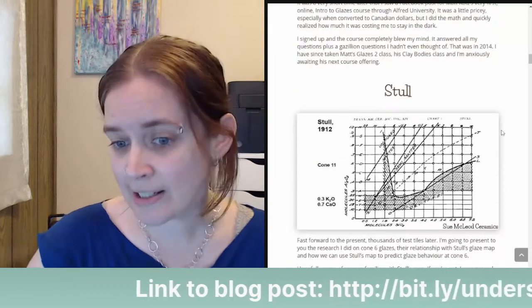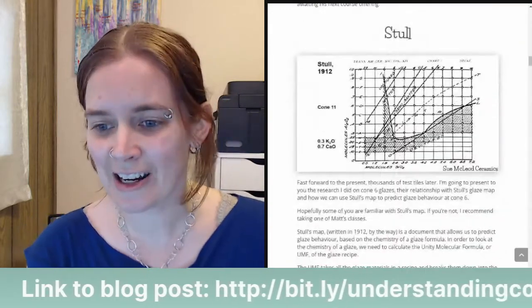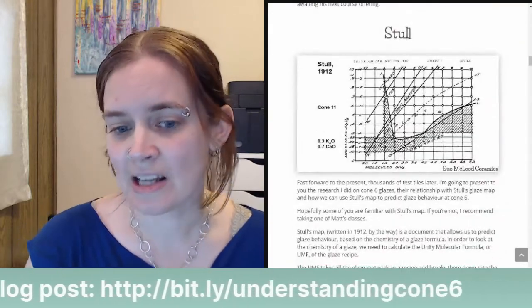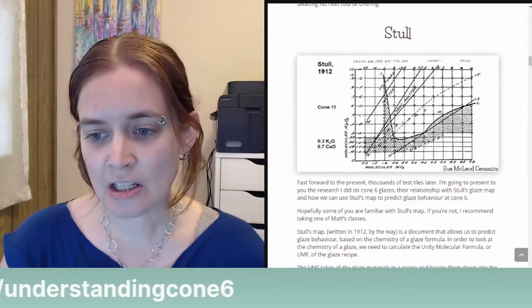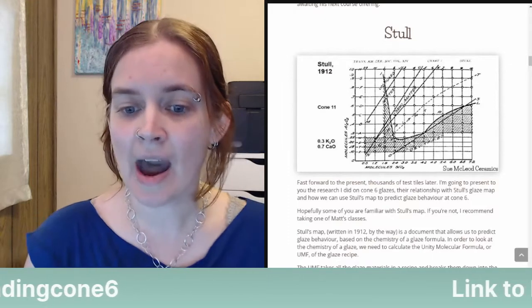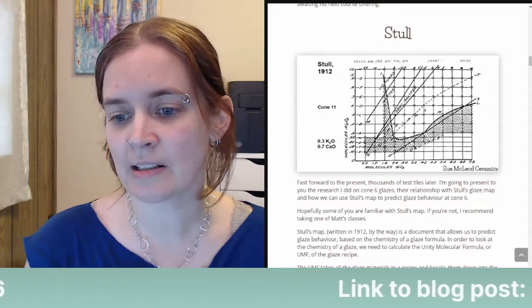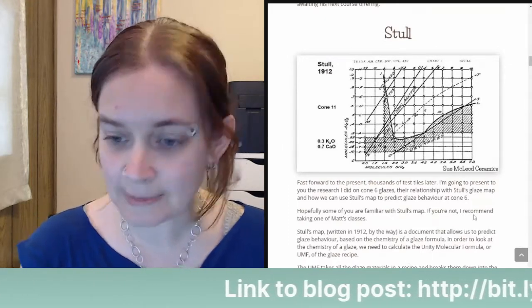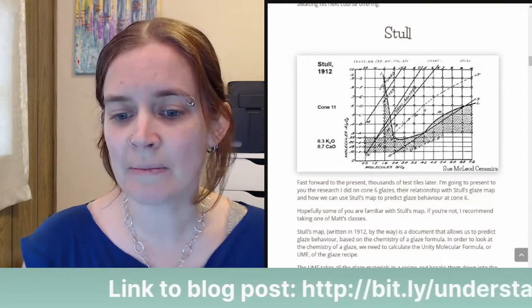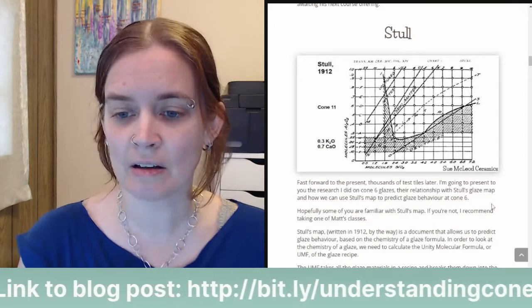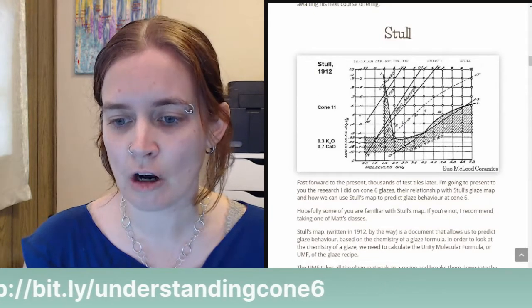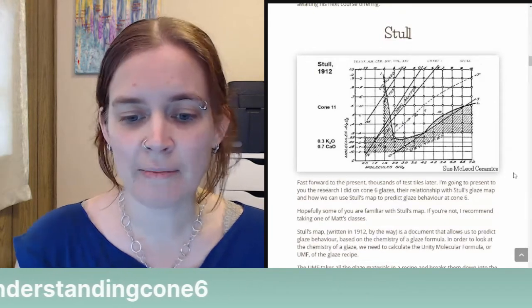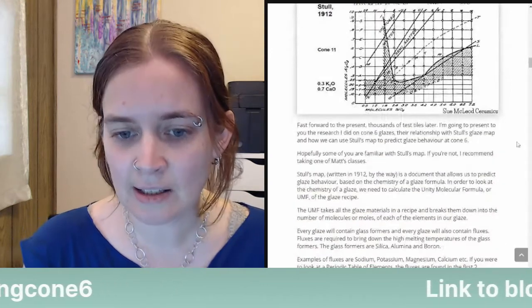Fast forward to the present, thousands of test tiles later, I'm going to present to you the research that I did on Cone 6 glazes, the relationship with Stull's glaze map, and how we can use Stull's map to predict glaze behavior at Cone 6. Hopefully some of you are familiar with Stull's map or chart, which is pictured here. This is Stull's chart. If you're not, I recommend taking one of Matt's classes.